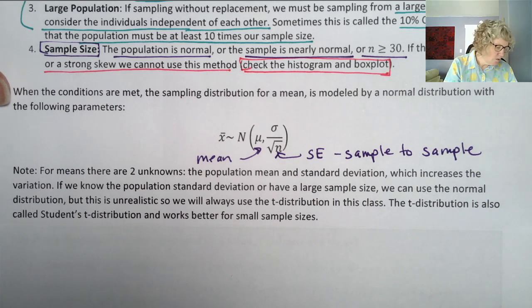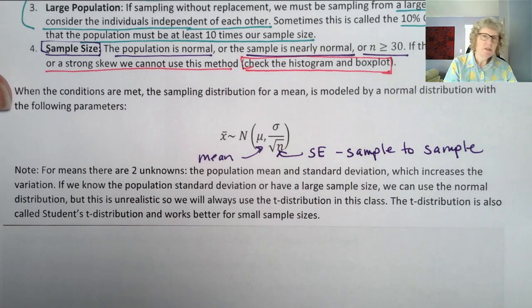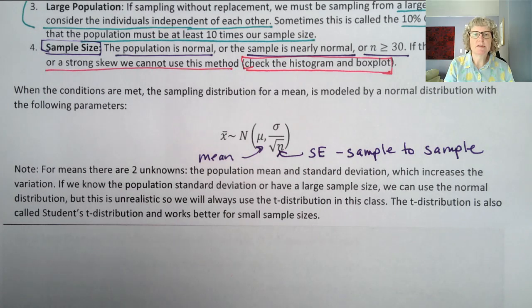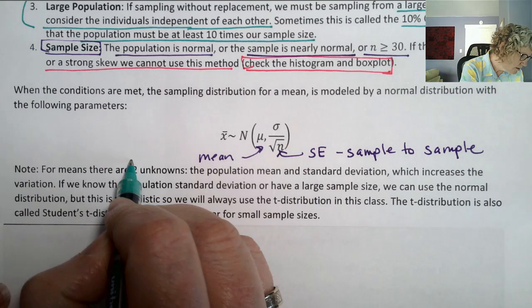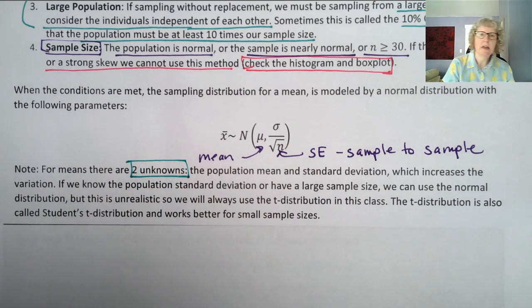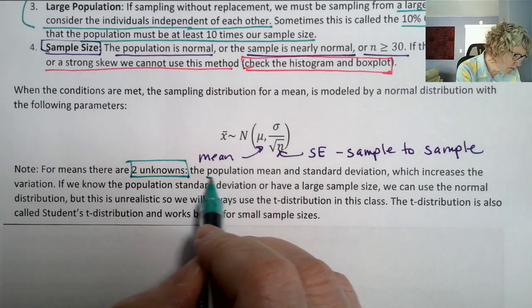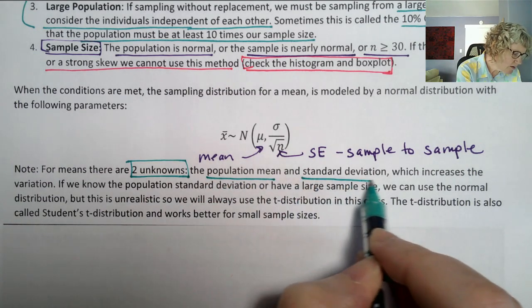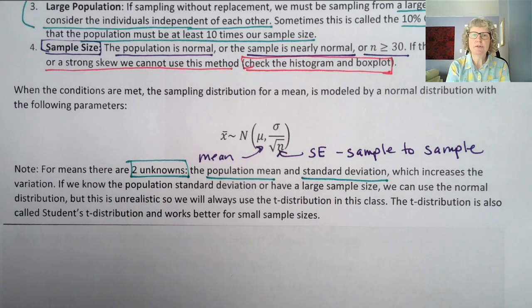Okay, another note here. It's kind of interesting, the difference between means and proportions. For means, there are 2 unknowns, right? For proportion, you just have the proportion that's unknown. But for means, we don't know the population mean, and we also generally don't know the standard deviation, right? So this increases the variation. There's 2 things we don't know now.